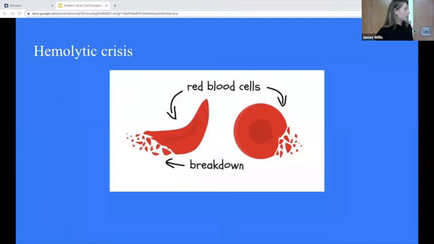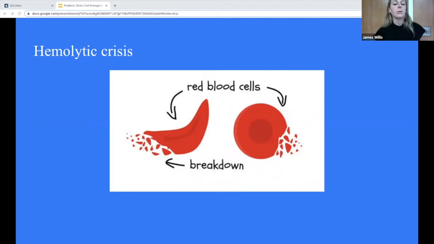Next crisis we're going to talk about is hemolytic crisis. This is increased hemolysis of the already fragile red blood cells, and the production of red blood cells by the bone marrow is unable to keep up with the destruction, which leads to anemia, which is defined by greater than 2 grams per deciliter drop in hemoglobin below baseline. This can be seen in vaso-occlusion and infection.